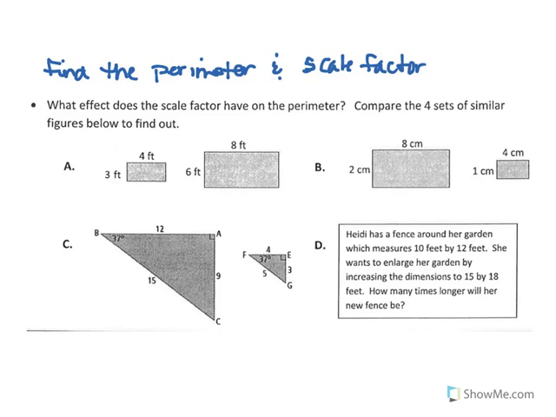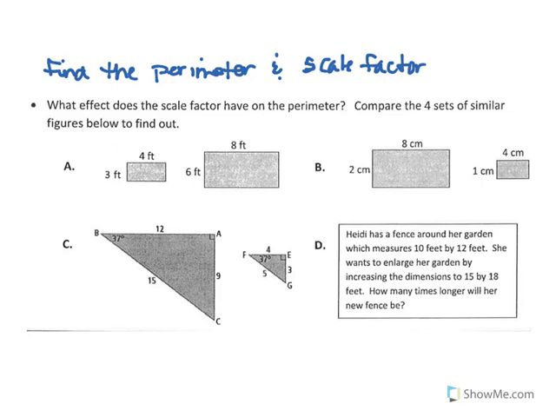Let's look at D real quick. D is a word problem. So Heidi has a fence around her garden which measures 10 feet by 12 feet. She wants to enlarge her garden by increasing the dimensions to 15 by 18 feet. How many times longer will her new garden be? Now, I know you may think that you don't need to do all of the steps that we're doing for A, B, and C, but we actually do. The one thing that's missing is that we do not have a picture.